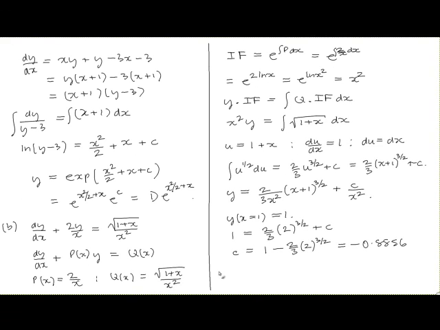And our final solution, the particular solution, including the boundary condition, is y = 2/3 (1 + x) to the 3/2 over x squared, minus 0.8856 over x squared.